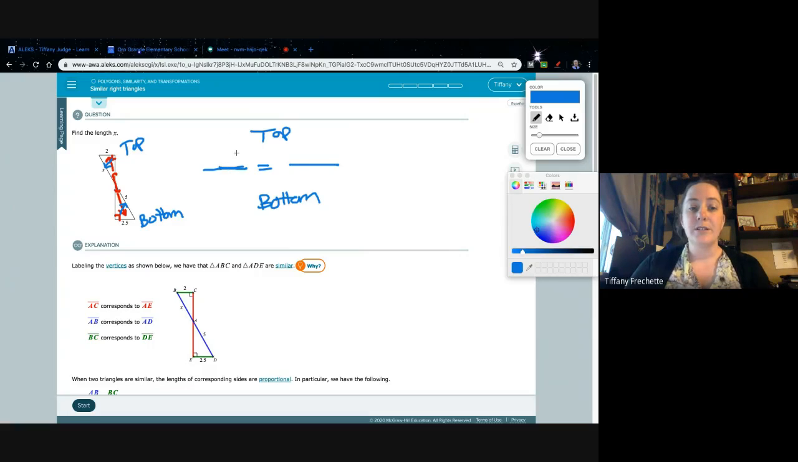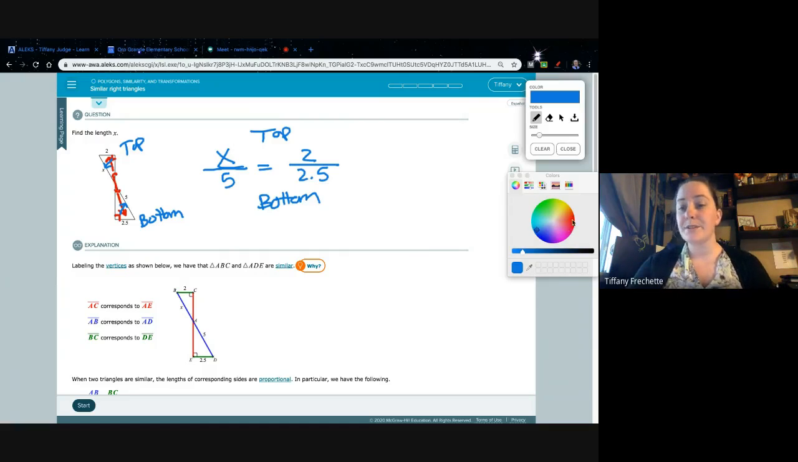So let's start with across from the 90. On the top I have x, and then if I go across from the 90 on the bottom, I have 5. And now we're going to go to the other sides here. So I want to go across from my vertical angle. On the top, I have 2. And if I go across from my vertical angle on the bottom triangle, I have 2.5. So now I have a proportion.